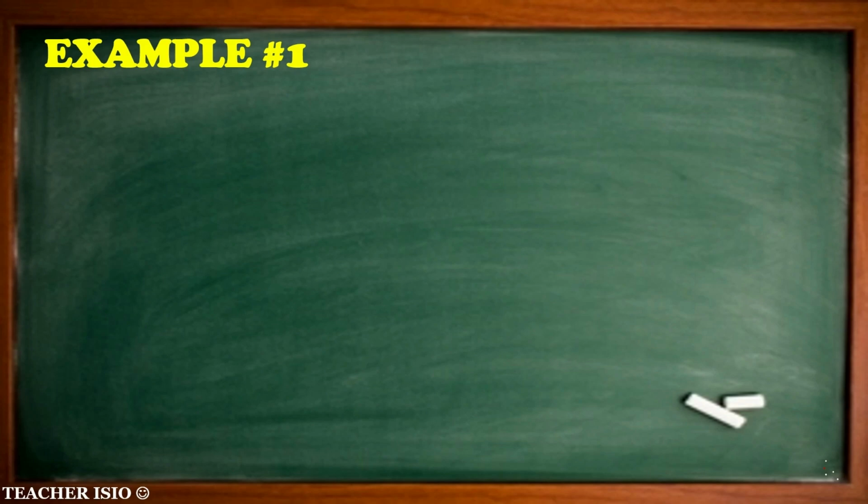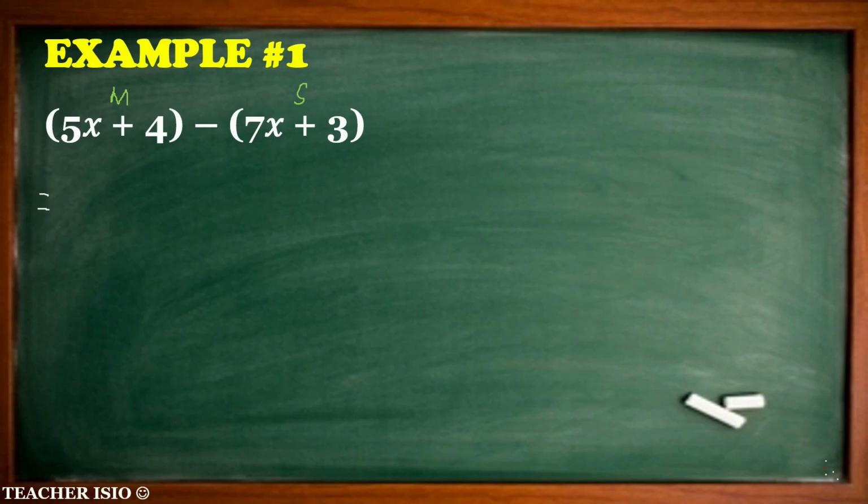So let's have an example. We have 5x plus 4 minus 7x plus 3. In this given, this is our minuend, and this is our subtrahend. What we're going to do is keep the minuend, which means just copy the minuend. So we have 5x plus 4.